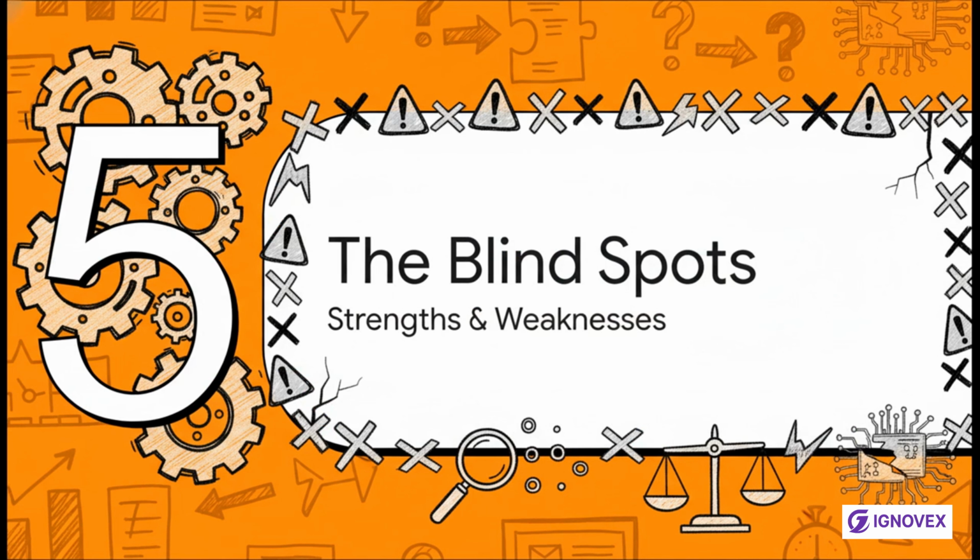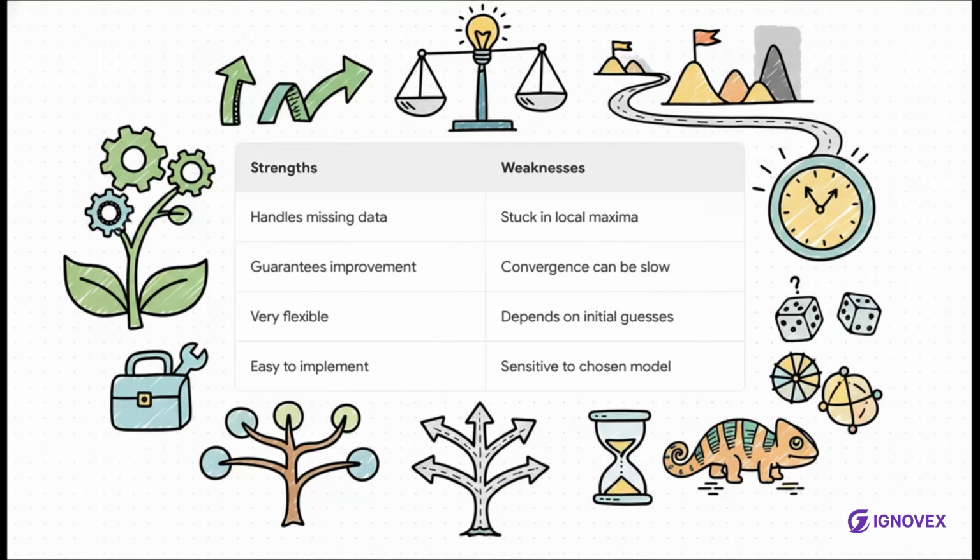But, as powerful as it is, EM is not a silver bullet. It's not magic. It's got its own set of trade-offs, its own blind spots, and it's really important to know what they are if you're going to use it effectively. It's really all about balancing these pros and cons. On the plus side, it's a genius at handling missing data, and you're guaranteed to see improvement with each step. But on the downside, it can get stuck on a good enough solution instead of the best one. That's what we call a local maximum. And because its final answer can depend a lot on that first random guess, and because it can sometimes be pretty slow, you have to be smart about how you use it.